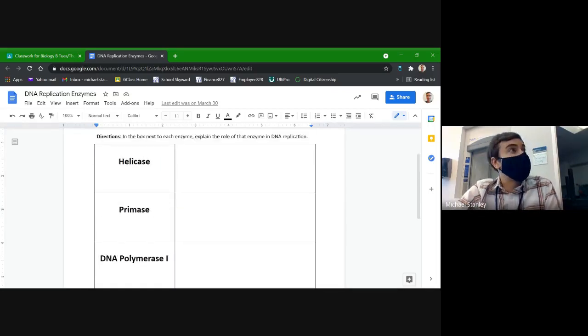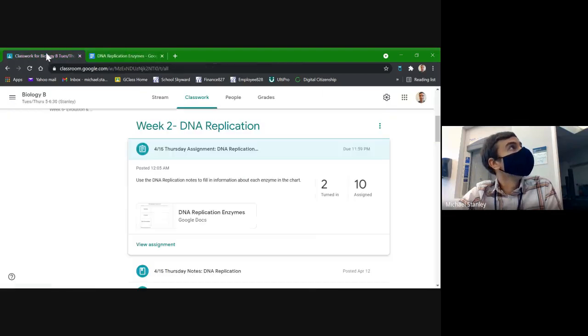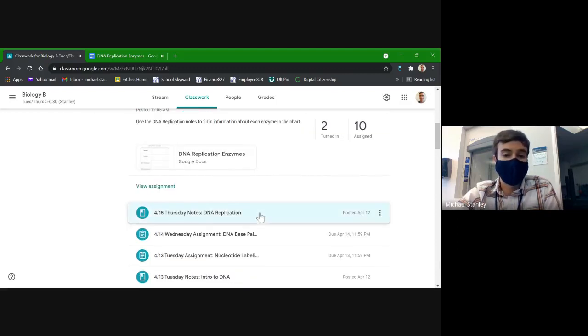So again, for each one, you just fill in the box over here what it is that the enzyme does, what's its job when it comes to copying our DNA. And I'll make sure to point out when we get to each one of those 4 enzymes in our notes.